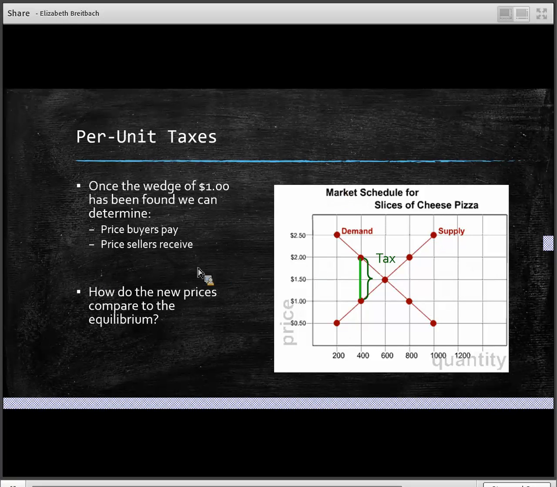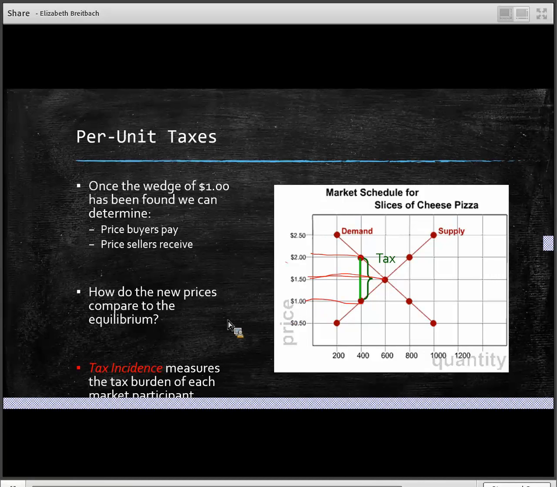So we can compare those, and we can see how their life in this pizza market has changed, and we see that buyers are less happy because buyers used to pay $1.50, now they pay $2. They're less happy about this, and they're 50 cents less happy, right? The difference between the equilibrium, what they used to pay, and now what they pay with the tax. Sellers are also less happy, and they're also 50 cents less happy. Why? Because they used to receive $1.50, now they only receive $1.